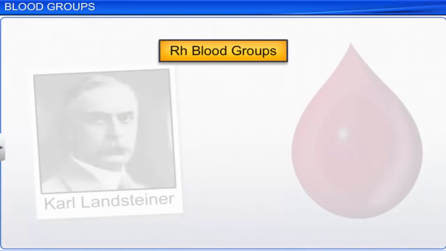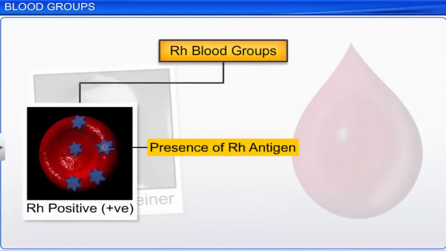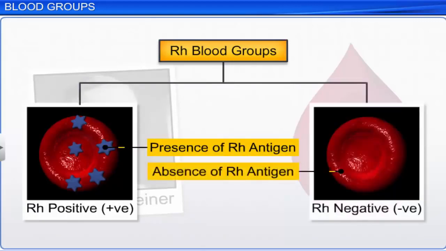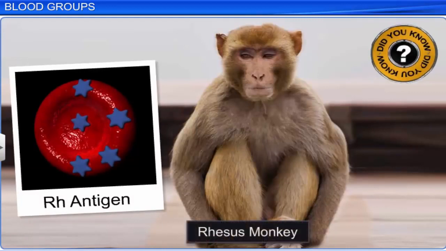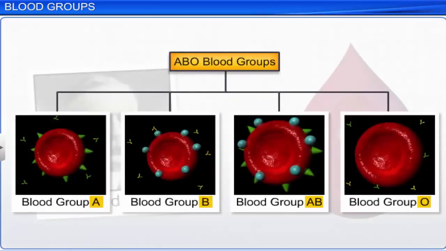The presence of the Rh antigen in the blood is called Rh positive, and the absence of the same is called Rh negative. Did you know that the Rh antigen is named after the rhesus monkey in which it was first identified? Apart from antigens, anti-A and anti-B antibodies are naturally present in the plasma of humans. However, the presence or absence of a particular type of antibody depends on the antigens on the RBCs.